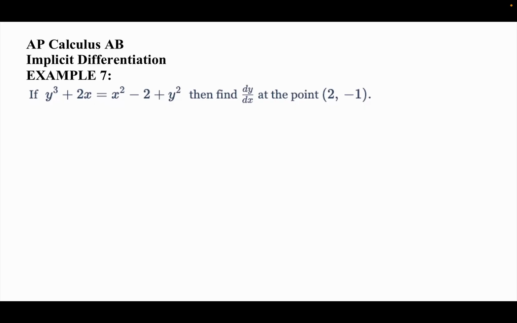Well, what do I got to do to find the derivative? What do I got to do first? Find the derivative, right? Because the derivative is just the slope. So let's find the derivative. The derivative of y cubed is 3y squared, but it needs a tag because it's the derivative of y: dy over dx. The derivative of 2x is positive 2. Doesn't need a tag because it's just the derivative of x. The derivative of x squared is 2x. The derivative of negative 2 is 0. And the derivative of y squared is 2y, and this one needs a tag, dy over dx.